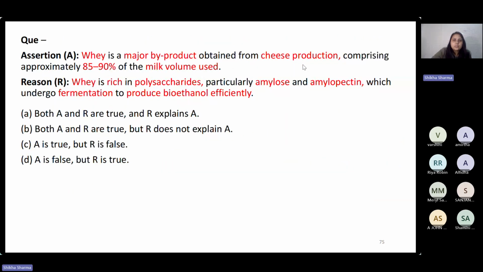Okay, so let's discuss this question. Is anyone having any doubt so far? If anyone has a doubt, please feel free to ask.